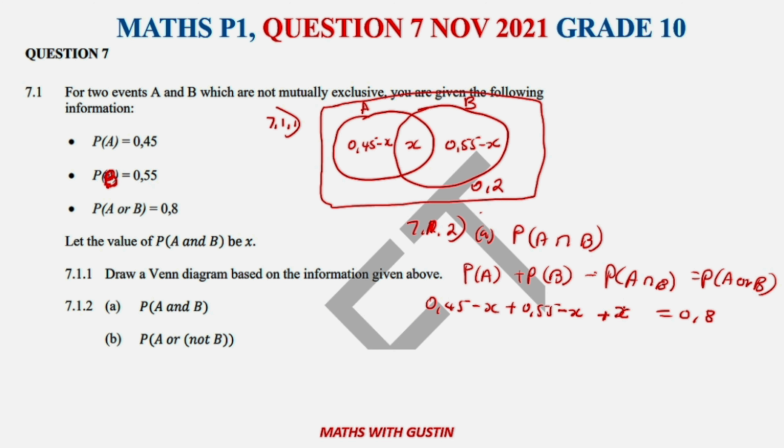Therefore, one of these would go with that one, and then we need to add all this together. When you add all this together, you are going to have 1 minus x is equal to 0.8. Then you take 1 to that side, you're going to have minus x is equal to 0.8 minus 1, divided by negative 1, divided by negative 1. X is therefore 0.2.